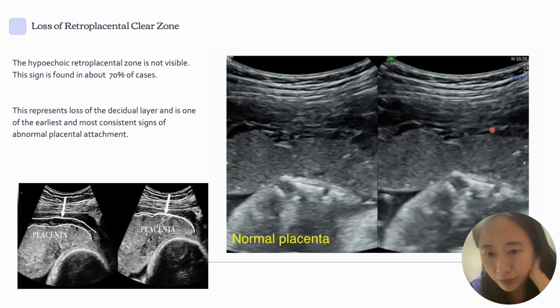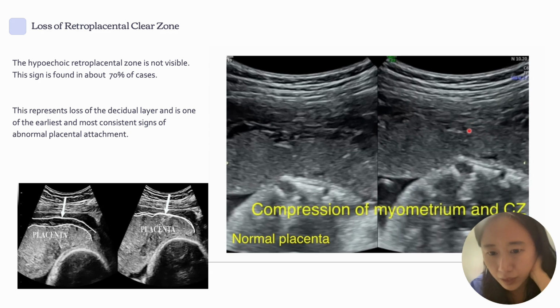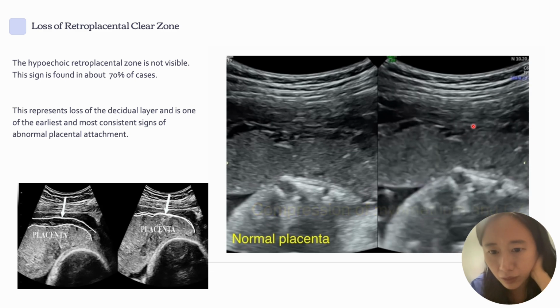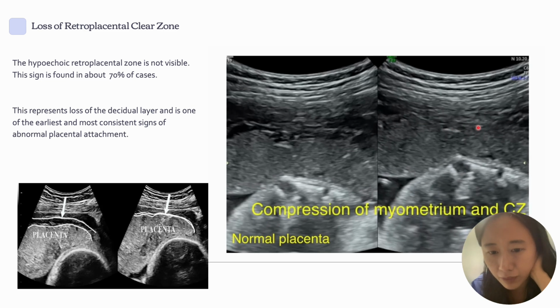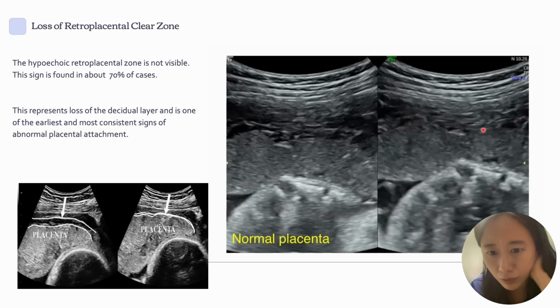We usually press on the myometrium and clear zone, and then release, and you can start seeing this little black area more clearly when we release rapidly. So this is the normally clear zone, and this is how to detect it. If we cannot see the clear zone, then it's more likely to be PAS.